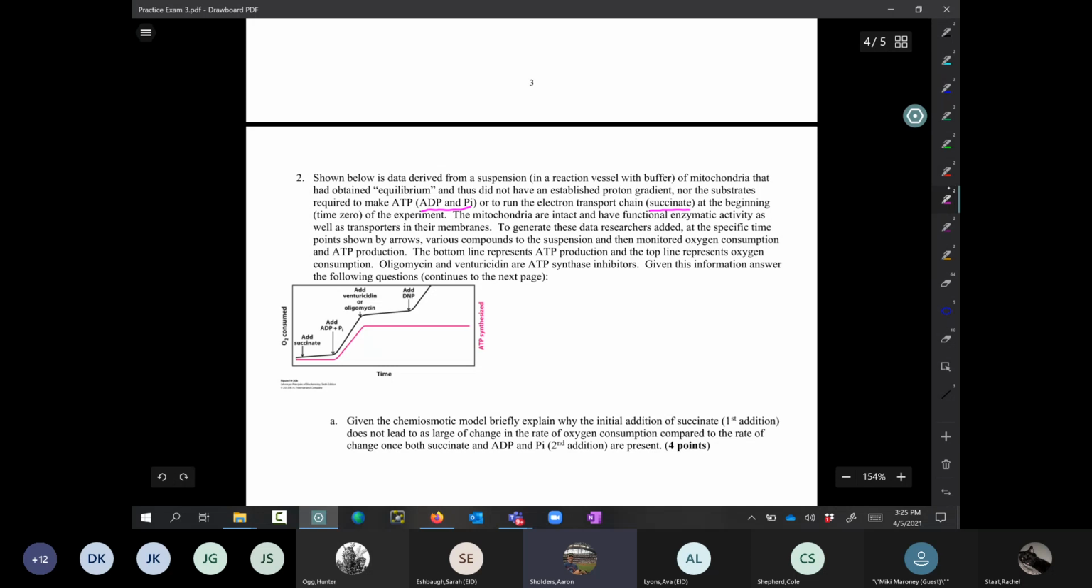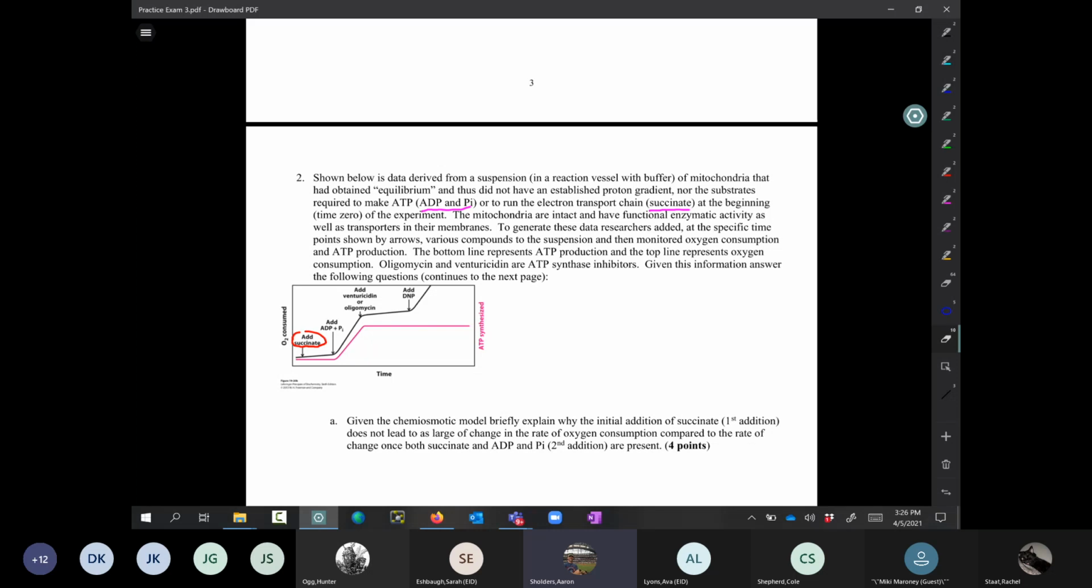In fact, if you look at this, come down here, the first thing that they add is succinate. And you notice that the top line doesn't really change all that much, and that is an indication that oxygen is not being consumed. And if oxygen is not being consumed, that means the electron transport chain is not running. Now, the bottom line represents ATP being made. If you're not consuming oxygen at the addition of succinate, then you're not making a proton gradient because the electron transport chain is not running, and therefore you're not making ATP.